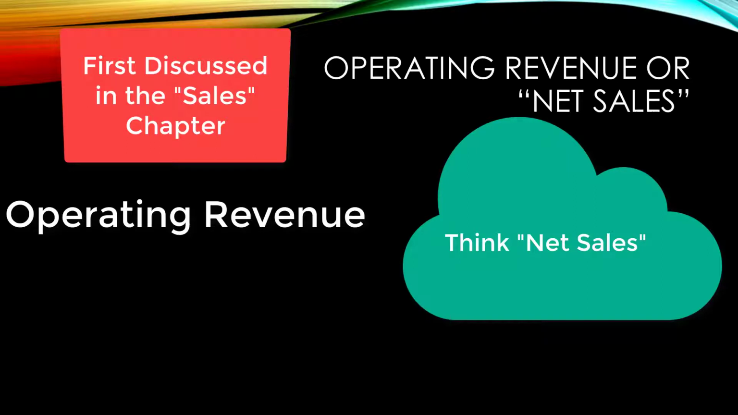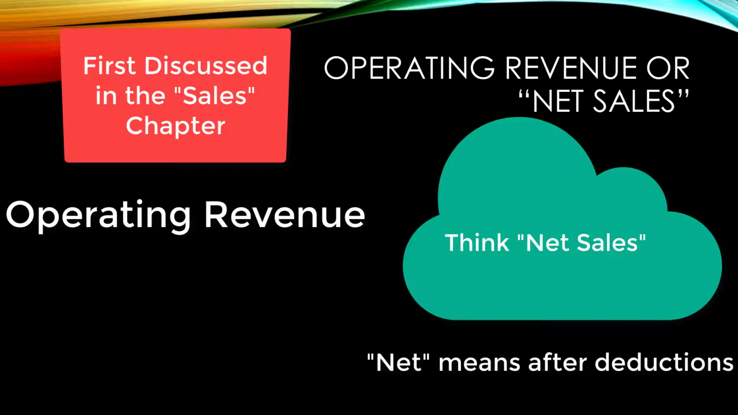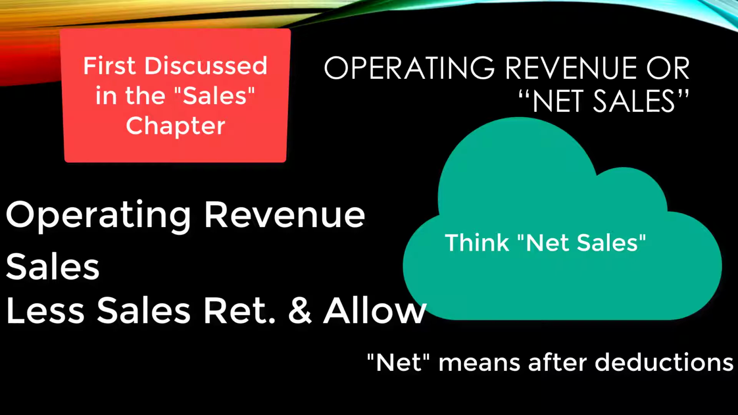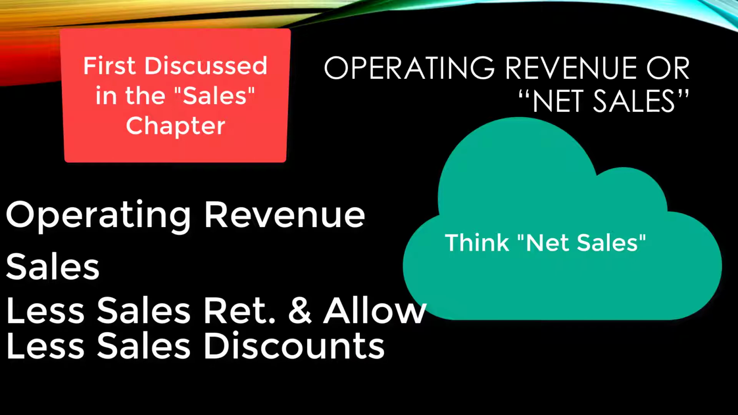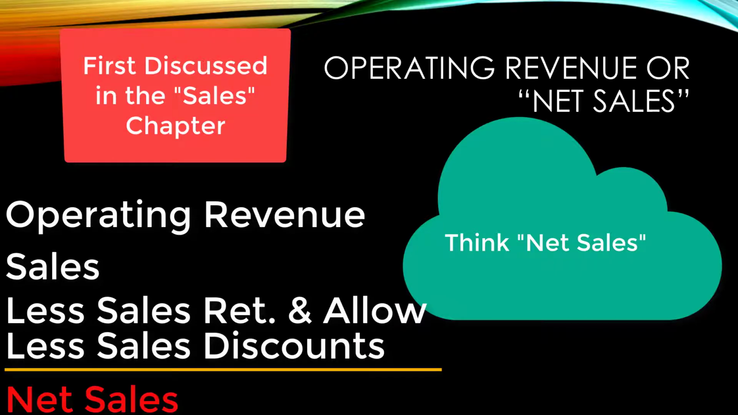Think of net sales. Net means after deductions. So in this section, start with the sales number and take out the 2 contra accounts. Deduct sales returns and allowances and sales discounts if offered, and you have the first chunk called net sales.